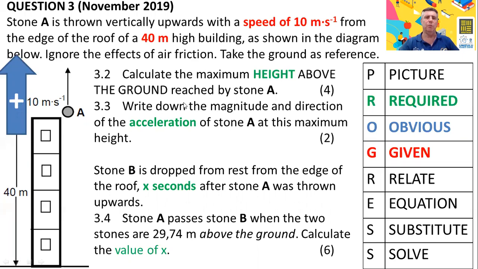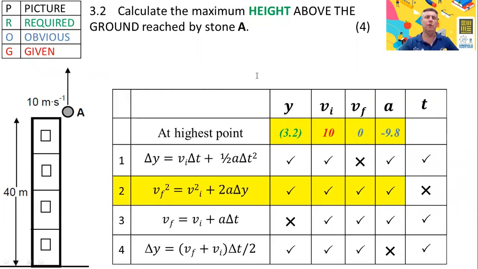Let's quickly deal with 3.3. Write down the magnitude and direction of the acceleration of stone A at this maximum height. Now again, this came up in our points at the bottom of page 48, is wherever you are, the acceleration is always equal to g, the acceleration of gravity, and is always minus 9.8 meters per second squared. 2 easy marks.